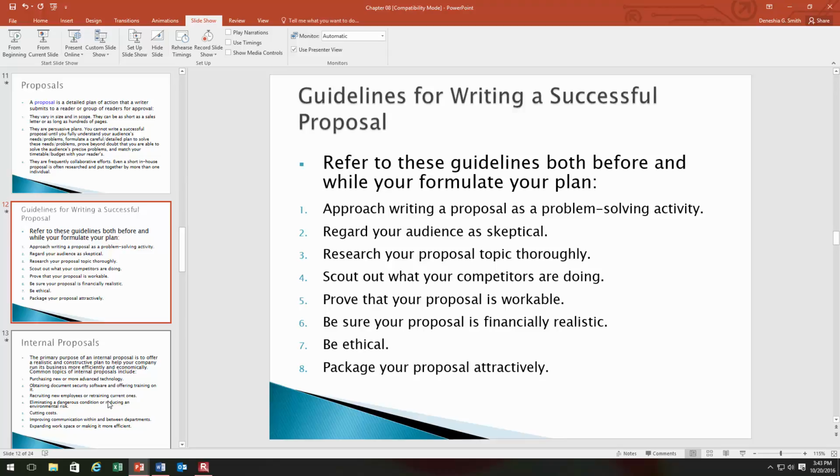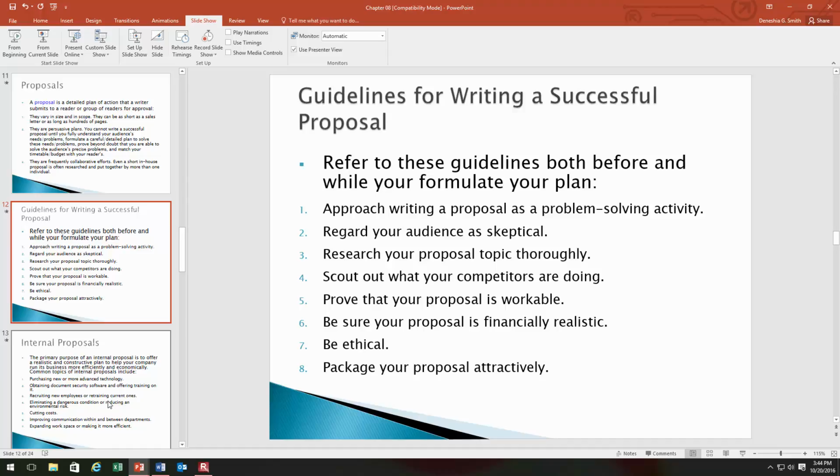You want to research your proposal topic thoroughly, scout out what your competitors are doing in an ethical way, right? Prove that your proposal is workable, right? That it's doable, it's something you can actually accomplish. Be sure your proposal is financially realistic, okay? You don't want your cost for something to be so far above everybody else's that it knocks you out of the running. Be ethical. Make sure that if you're presenting data or information, that it is accurate information, that you've not changed anything to suit your own needs. Make sure that you're being ethical.